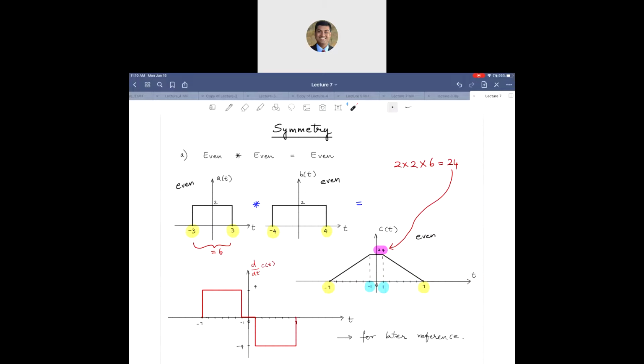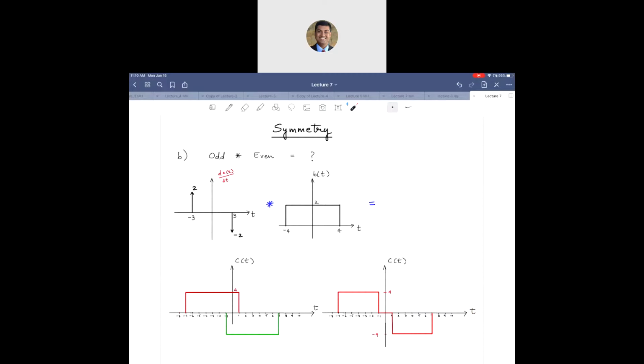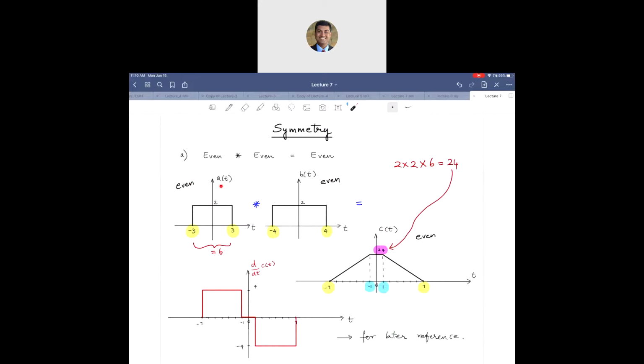Moving on. So even convolved with even is another even function. How about odd convolved with even? Let us try to find that out. A of t, we have taken A of t and simply differentiated that with respect to time. So if I show you A of t here, it is simply going up at -3 and coming down at 3. And it goes up and down 2 levels in amplitude.